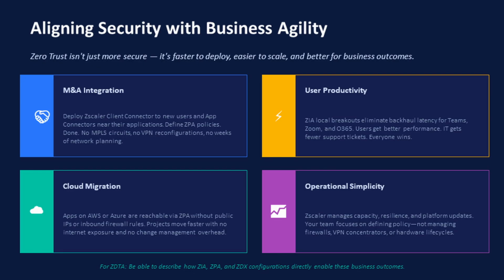This is the slide that answers the question every CFO and CRO will ask. What's the business case? And the answer is that Zero Trust doesn't just improve security posture. It directly accelerates business outcomes. M&A integration that used to take months of network planning now takes days. Deploy client connector to users. Deploy app connectors near the apps. Write ZPA policies. Done. Cloud migration projects no longer require opening inbound firewall rules or assigning public IPs. Apps stay completely dark to the internet.